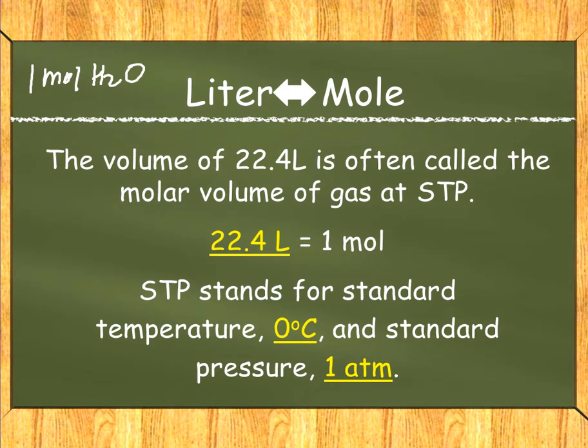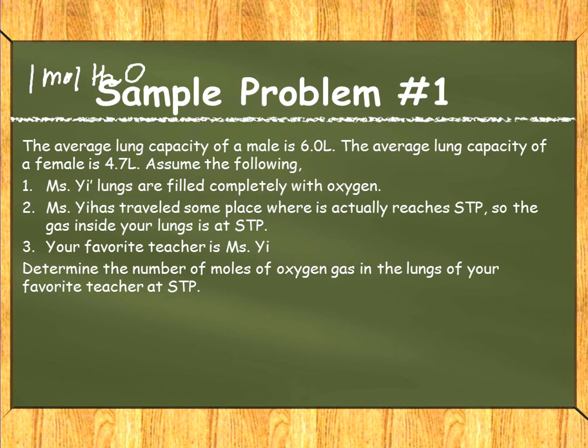So why is this important? Because then we can do this problem. Jabari, read this for me. The average lung capacity of a male is 6 liters. The average lung capacity of a female is 4.7 liters. Assume the following. Ms. G's lungs are filled completely with oxygen. Ms. G has traveled some places where it actually reaches STP, so the gas inside your lungs is at STP. Your favorite teacher is Ms. G. The number of moles of oxygen in the lungs of my favorite teacher at STP.